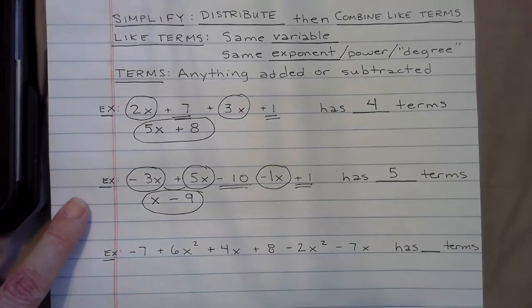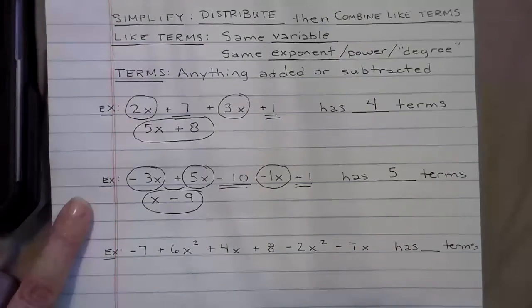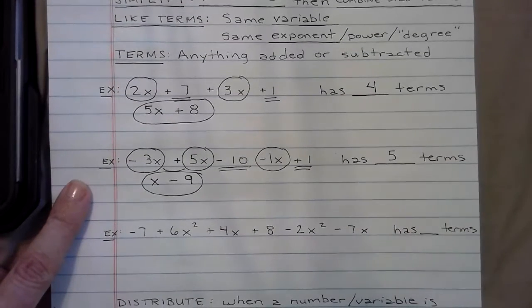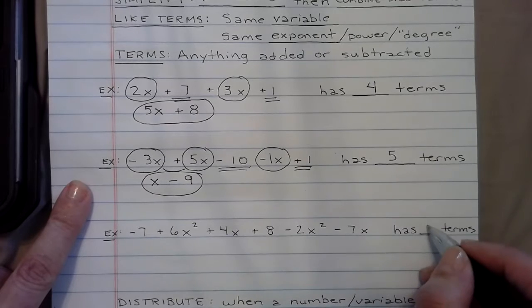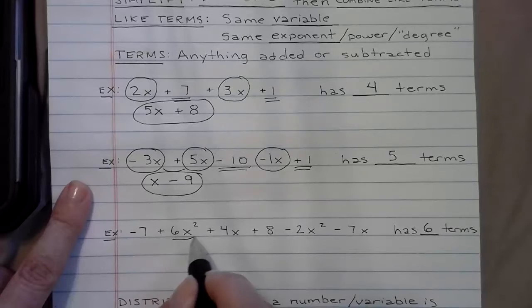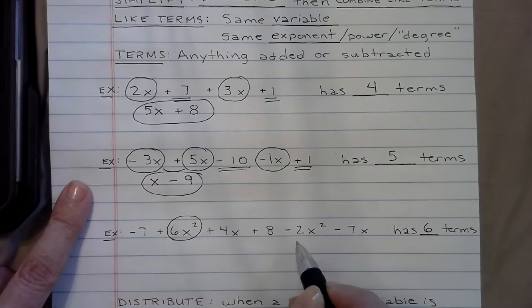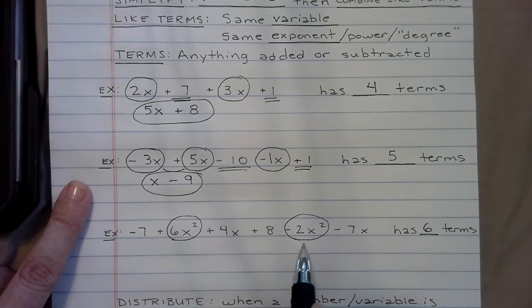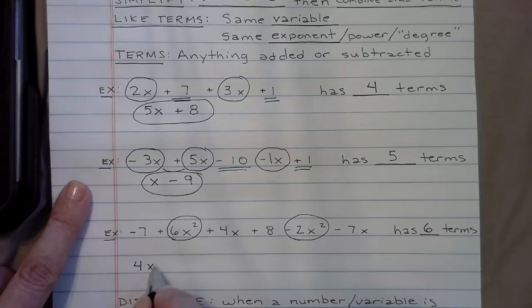Okay, if you want to pause me and try the next one, please do. 1, 2, 3, 4, 5, 6. This has 6 terms. And now we've got x squared, so positive 6x squared and a negative 2x squared. So I have 6x squareds, and I'm taking away 2x squareds. That's going to leave me with 4x squareds.